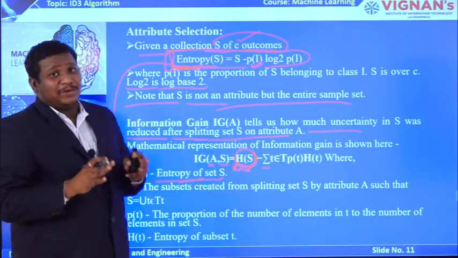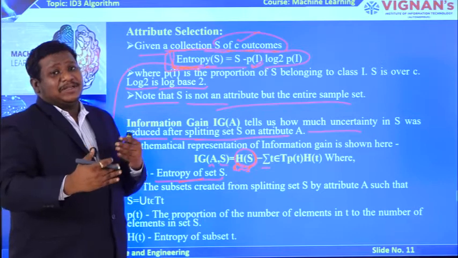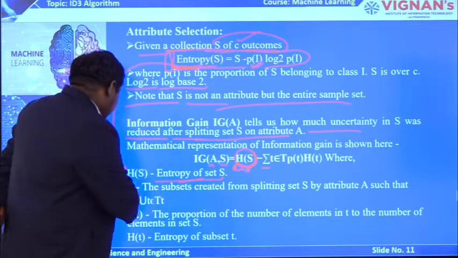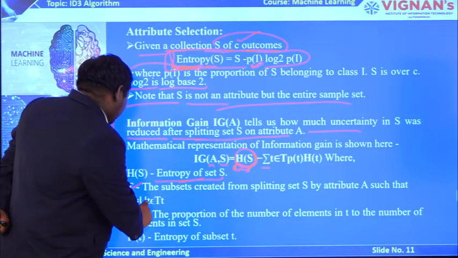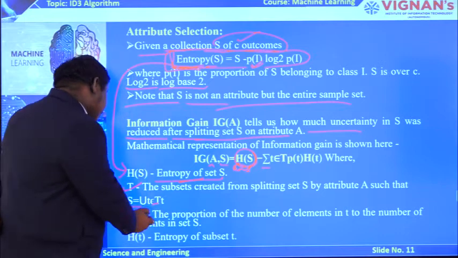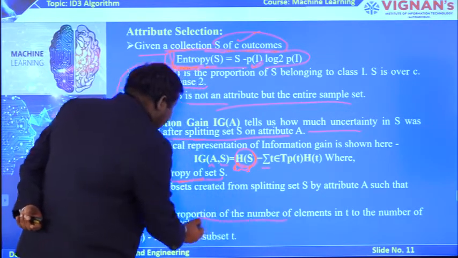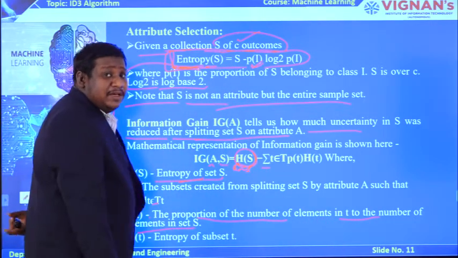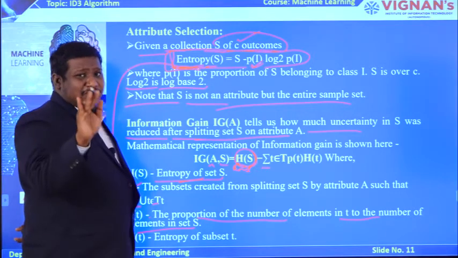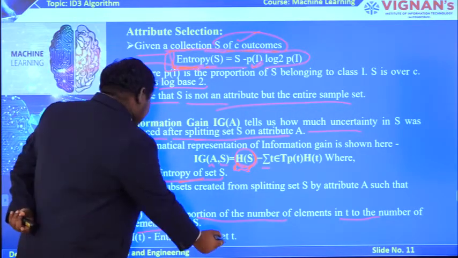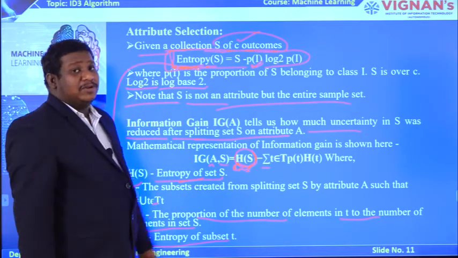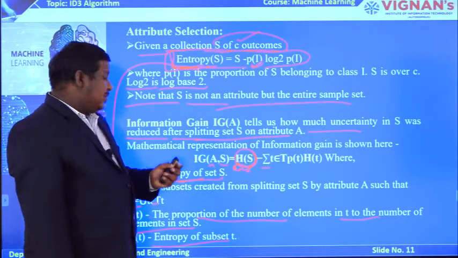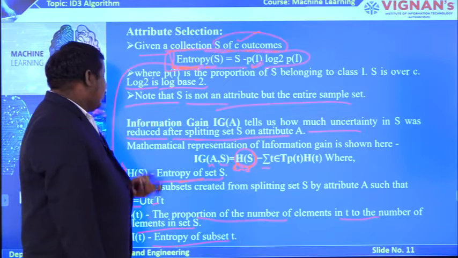So set S is there, attribute A is there, and by splitting set S we get subsets, and those subsets are represented with T. So S equals the union of T, where T belongs to capital T, and P of T is the proportion of the number of elements in T to the number of elements in set S. And H of T is the entropy of subset T. So this is the formula that can be used for attribute selection, for entropy and information gain.